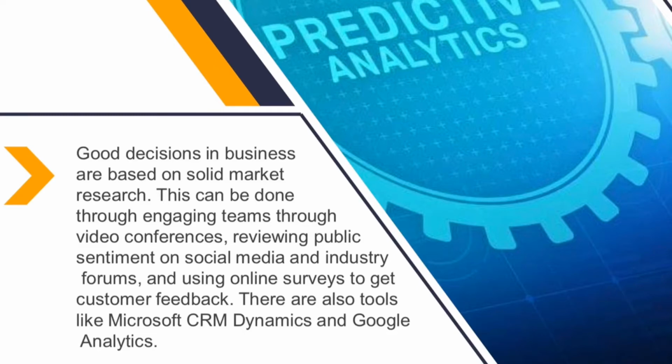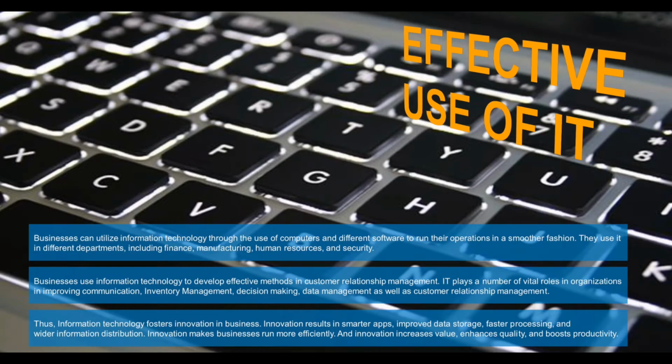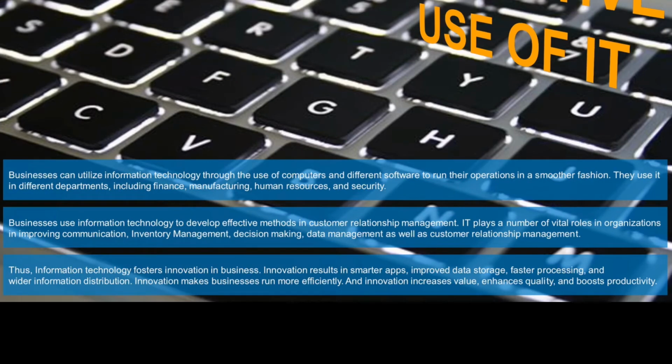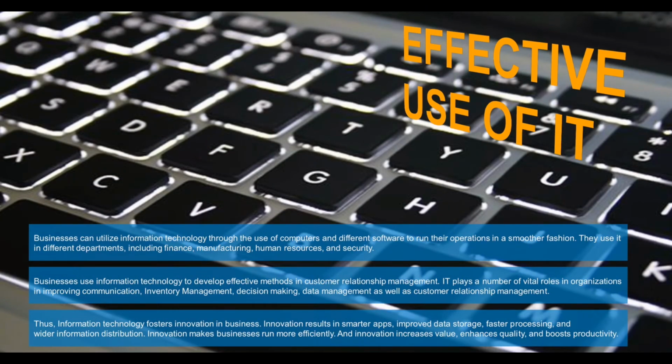Therefore, by utilizing information technology effectively, businesses can use computers and different software to run their operations in a smoother fashion. They use it in different departments, including finance, manufacturing, human resources, and security. Also, businesses use information technology to develop effective methods in customer relationship management, in which IT plays a number of vital roles in organizations in improving communication, inventory management, decision-making, data management, as well as customer relationship management.